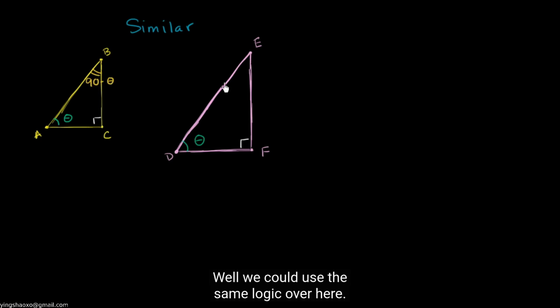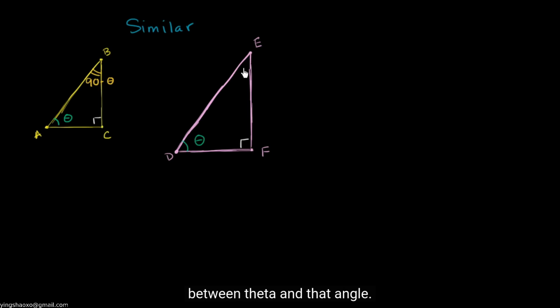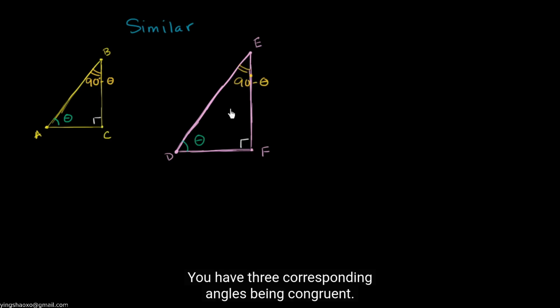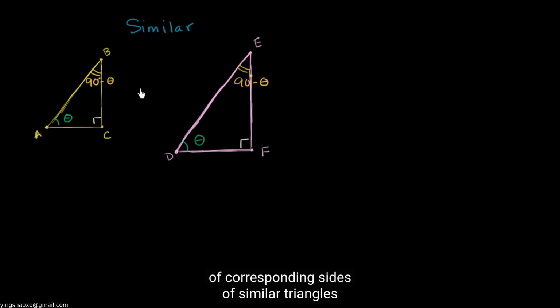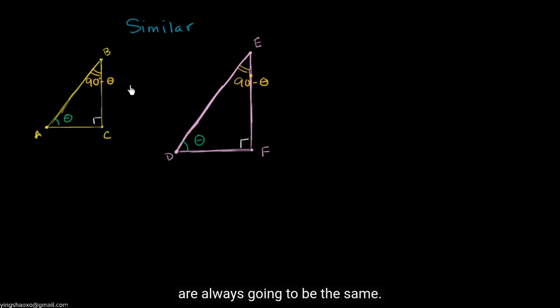Well, we can use the same logic over here. We already used up 90 degrees over here. So we have a remaining 90 degrees between theta and that angle. So this angle is going to be 90 degrees minus theta. You have three corresponding angles being congruent. You are dealing with similar triangles. Now, why is that interesting? Well, we know from geometry that the ratio of corresponding sides of similar triangles are always going to be the same. So let's explore the corresponding sides here.